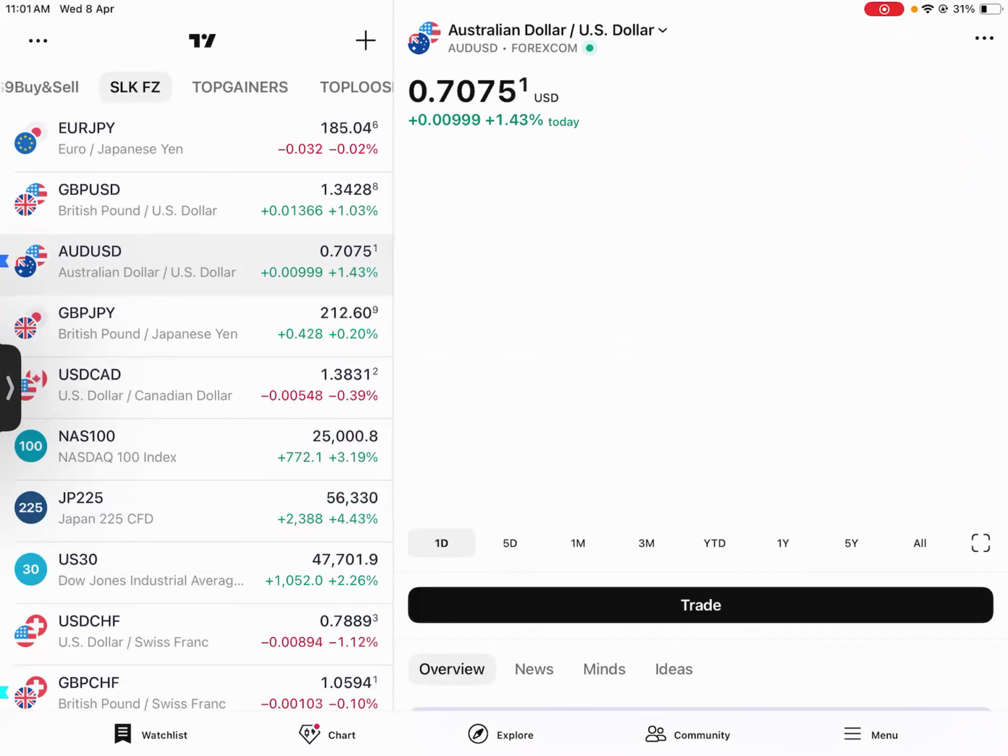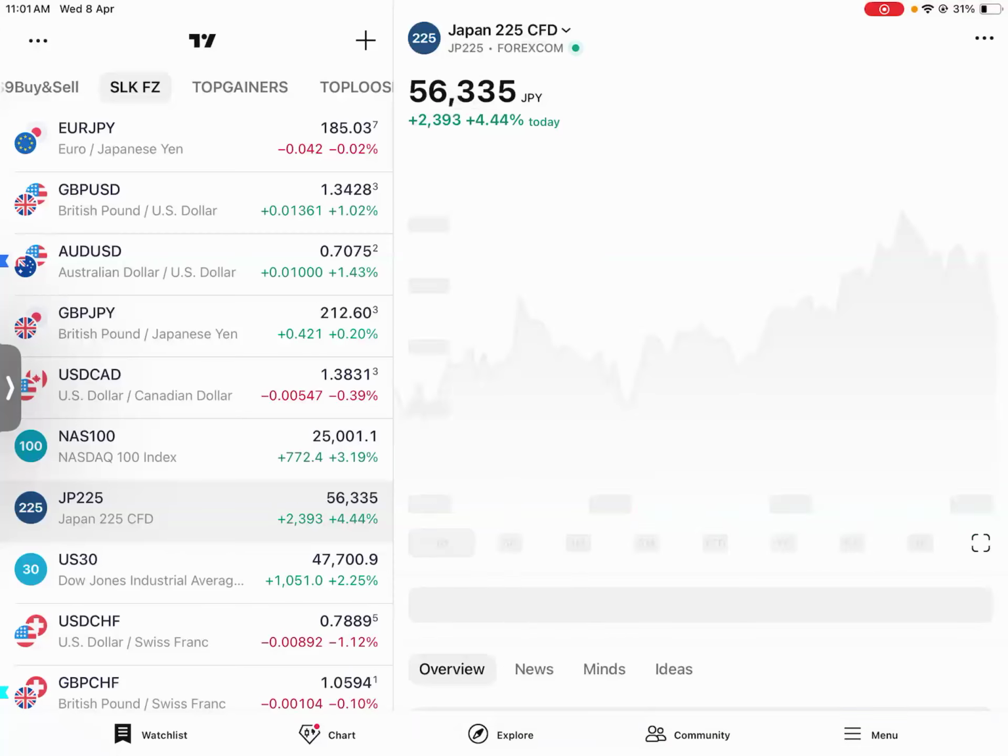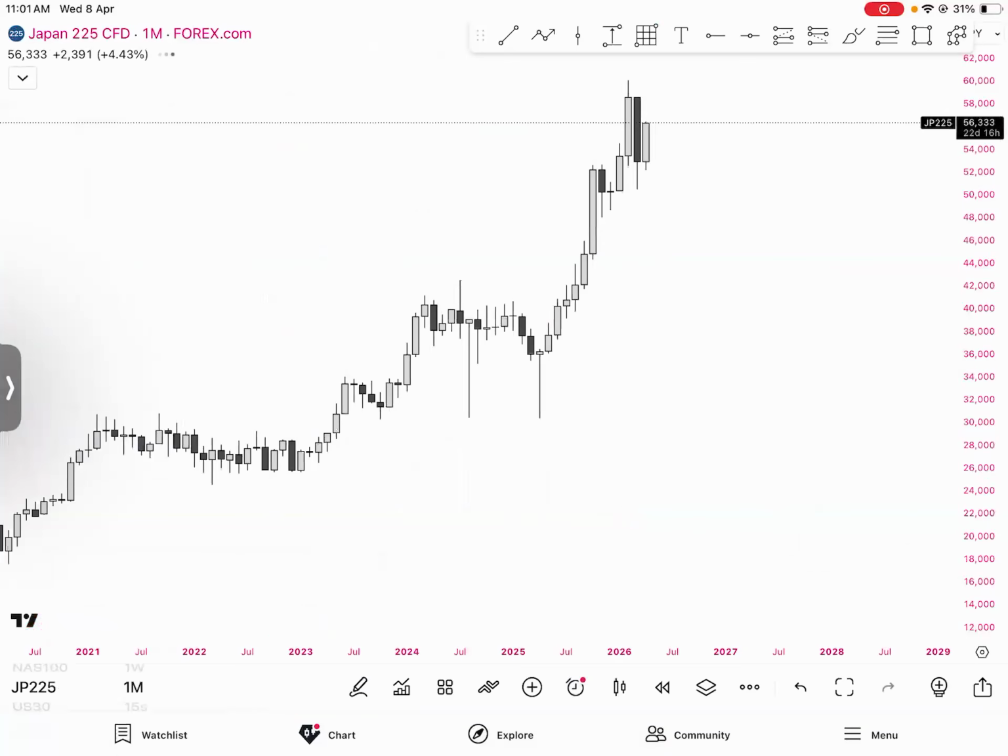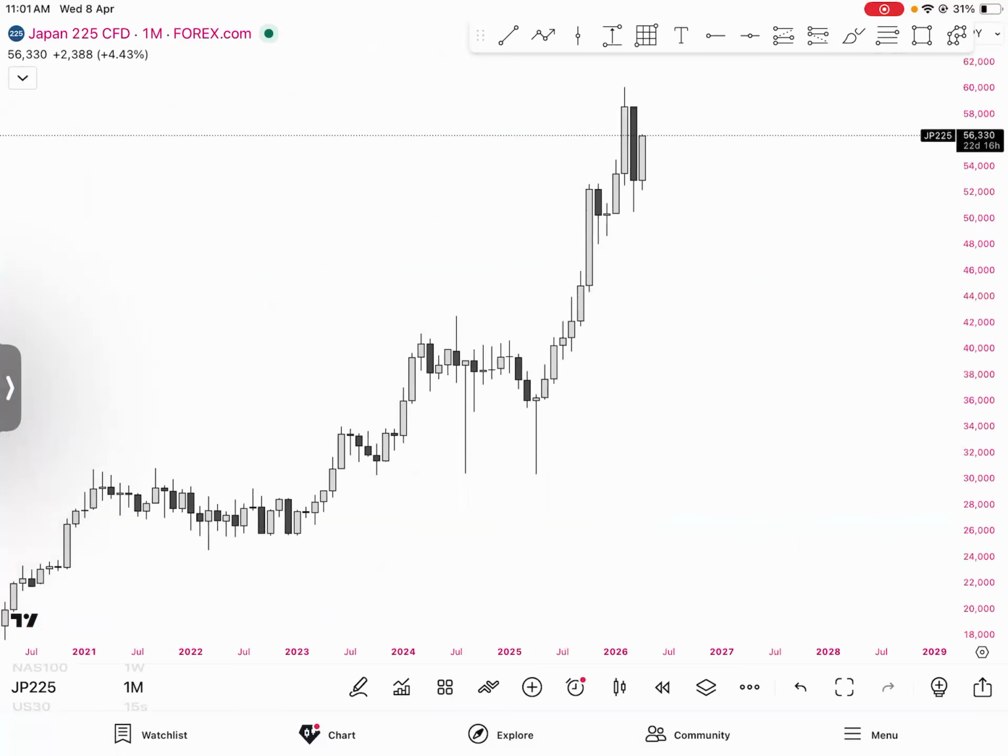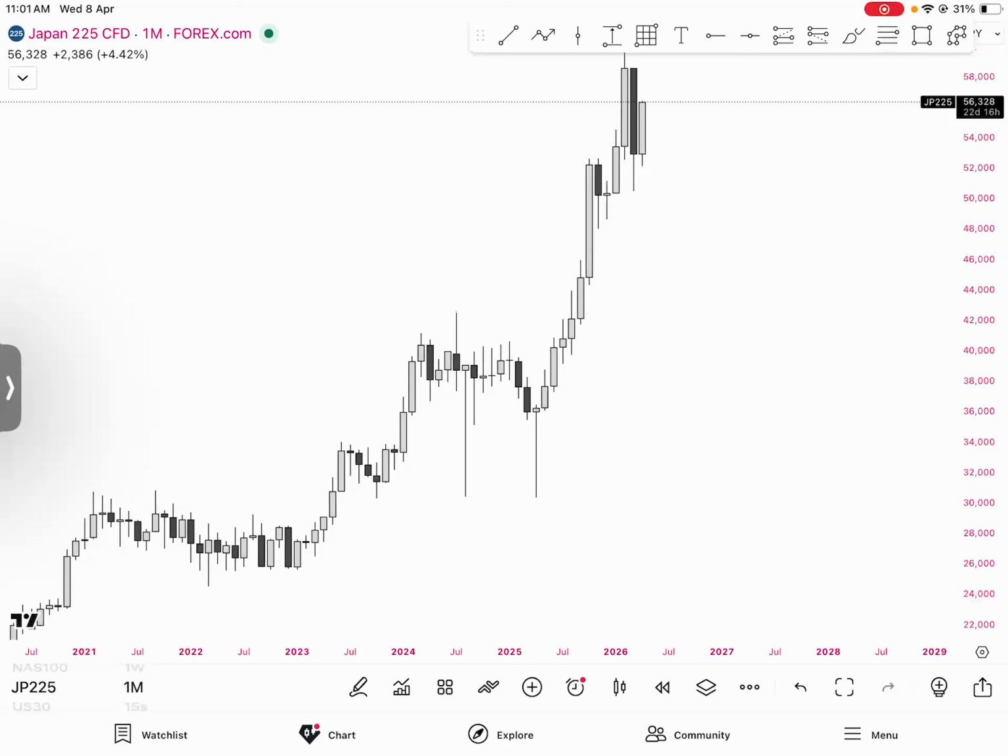Before getting into the video, we shared the JP225 for taking a long trade. Unfortunately, it hit our stop loss. So let's break down the idea for taking the trade, so you will understand the reason behind taking the trade and the reason for the SL.